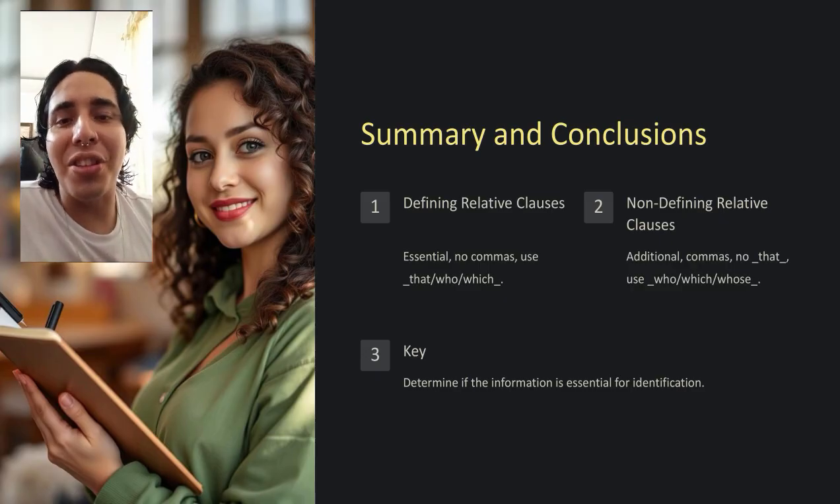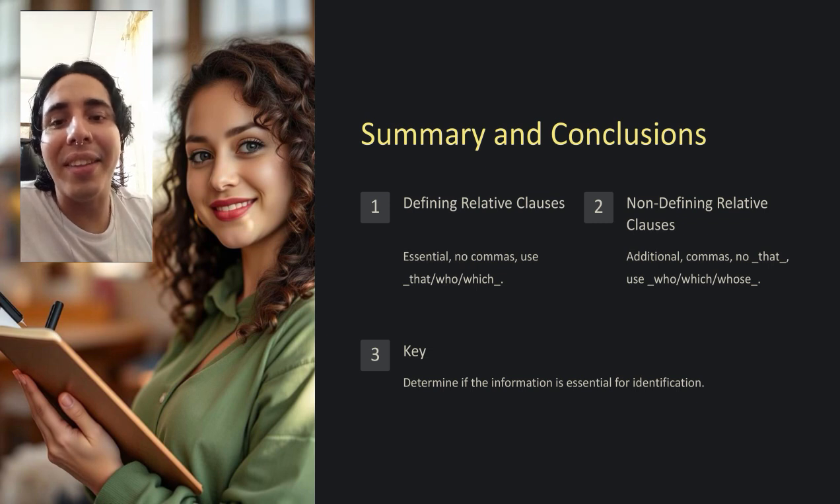Summary and conclusions. 1. Defining relative clauses: essential, no commas. Use that, who, which. 2. Non-defining relative clauses: additional, commas. Use who, which, whose. 3. Key: determine if the information is essential for identification.